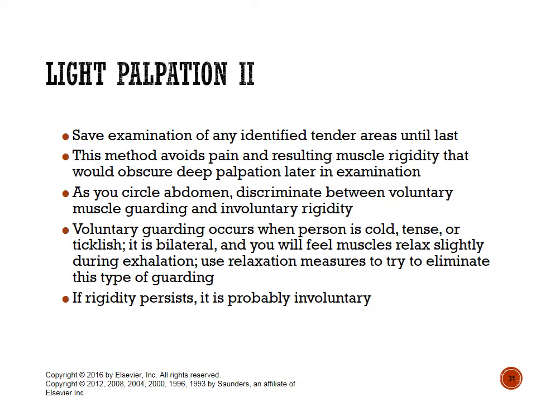We can discriminate a little bit as we go clockwise around between that voluntary muscle guarding and involuntary rigidity. If we do have a firm abdomen, we could expect that a patient would have a perforation of the bowel somewhere where they get a board-like rigid abdomen. So we're going to be able to tell the difference between if the patient is flexing the abdomen versus it just being a hard board-like abdomen.